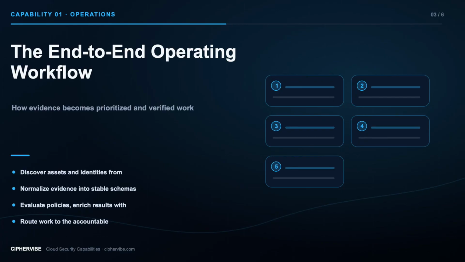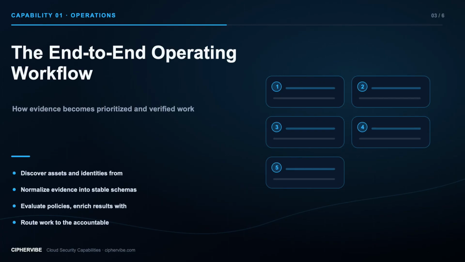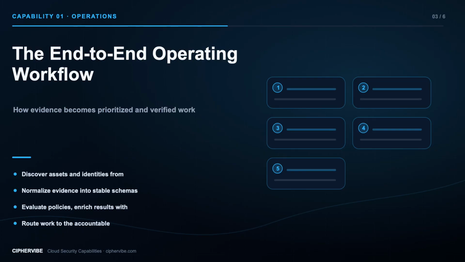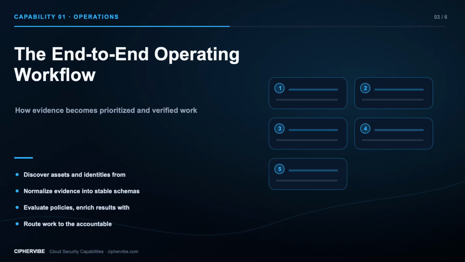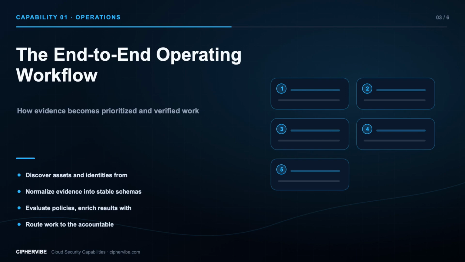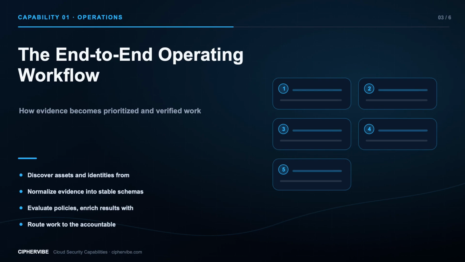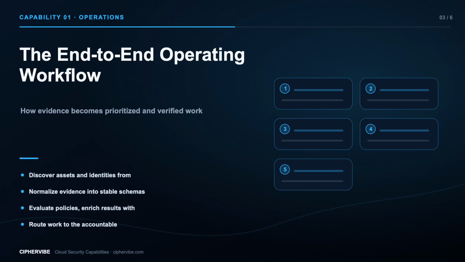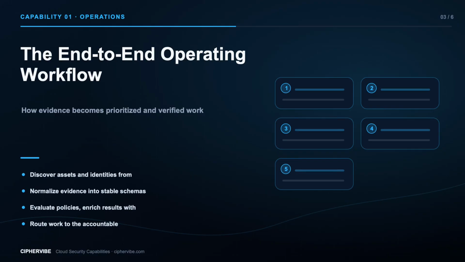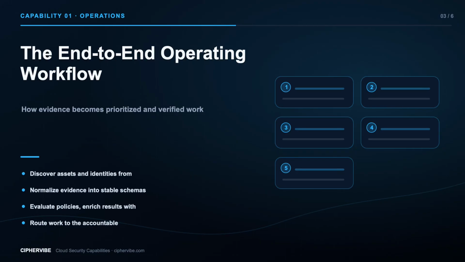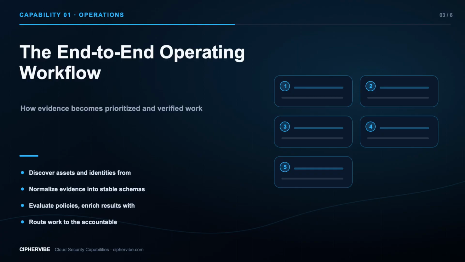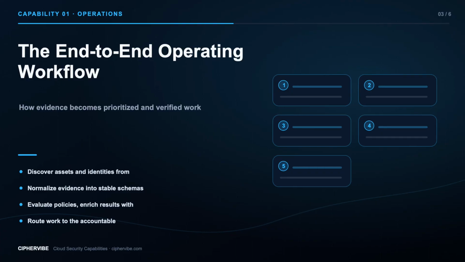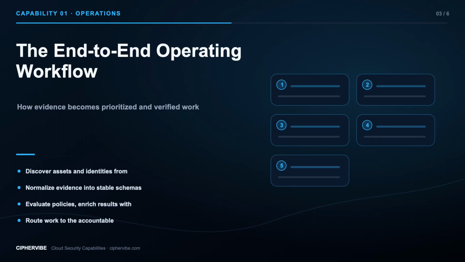First, discover assets and identities from authoritative systems, then reconcile duplicates before findings are attached. Second, normalize evidence into stable schemas without erasing provider-specific details investigators may later need. Third, evaluate policies, enrich results with ownership and business criticality, and calculate priority using transparent factors.